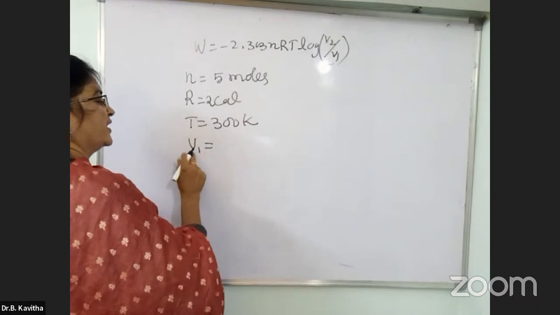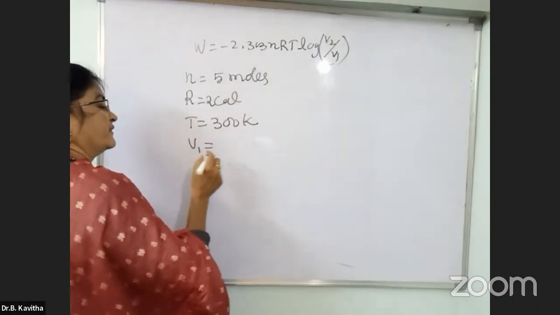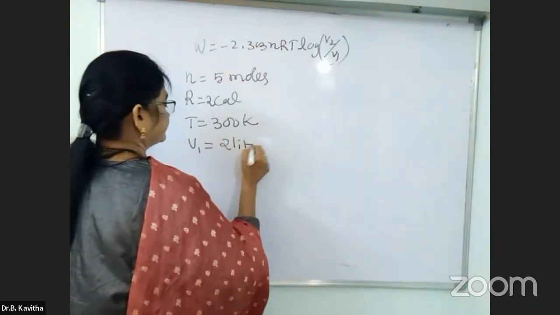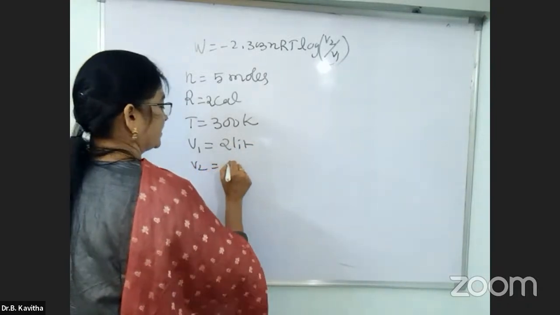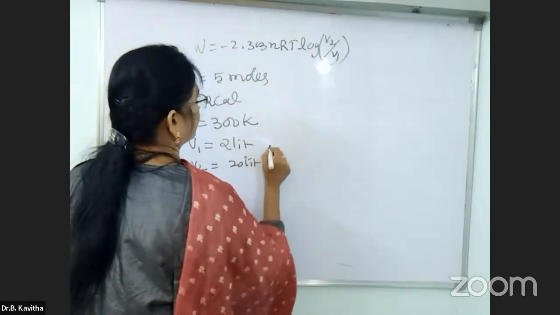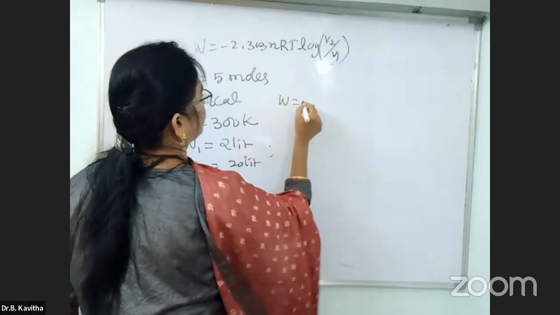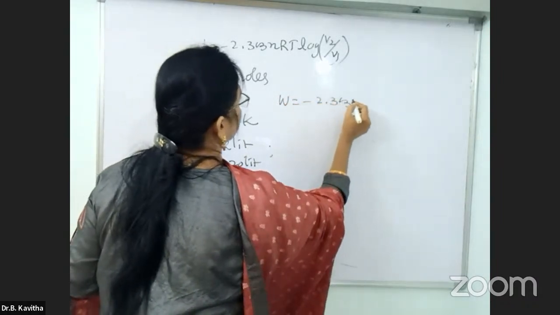First, what is given as V1, the initial volume? 2 liters is given. And V2, how much is given? 20 liters is given. Substitute W is equal to minus 2.303.